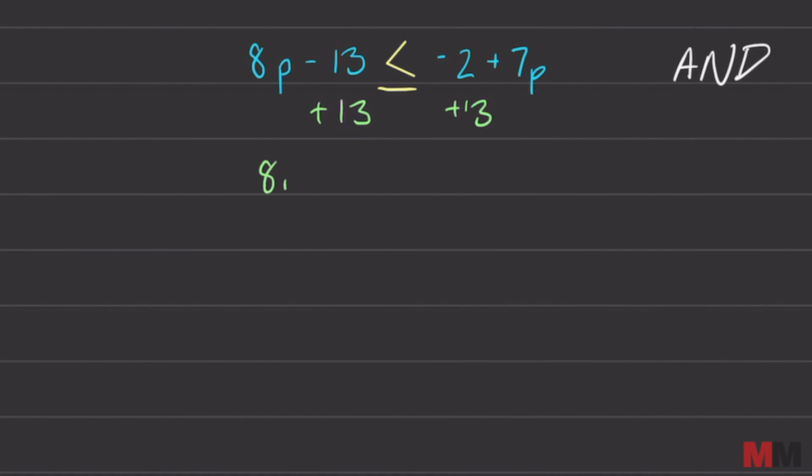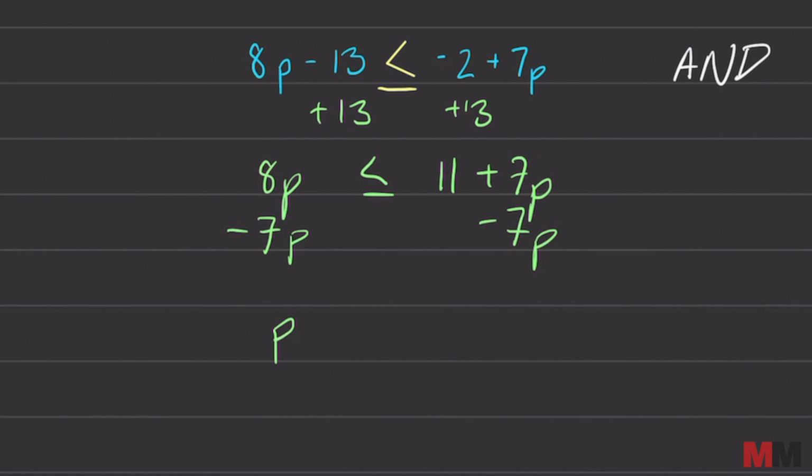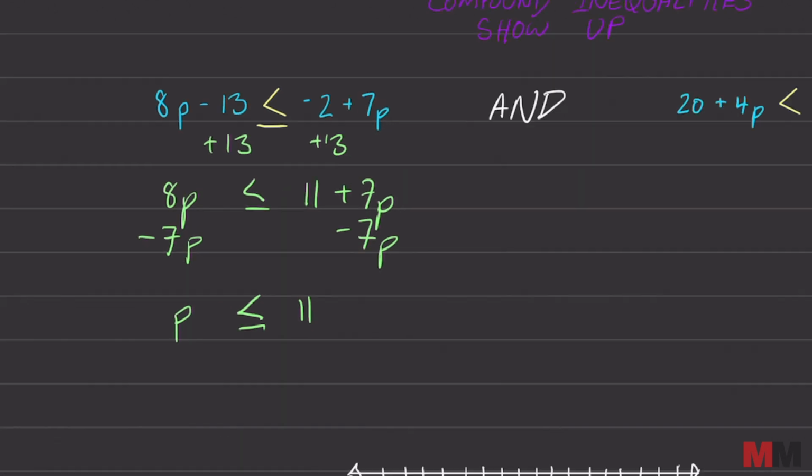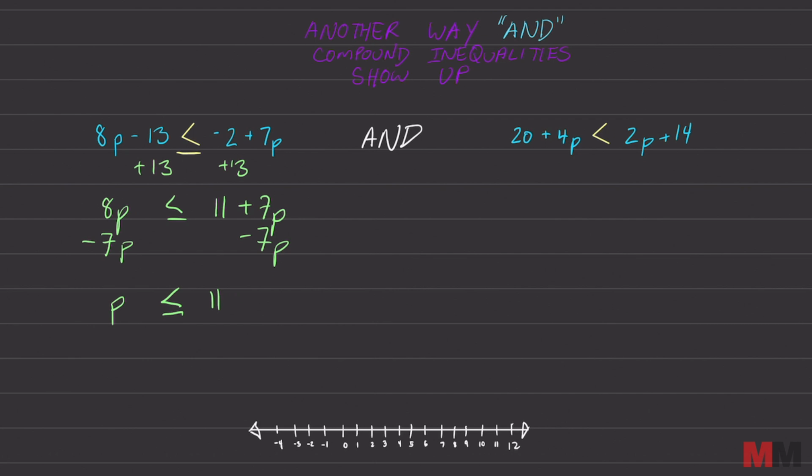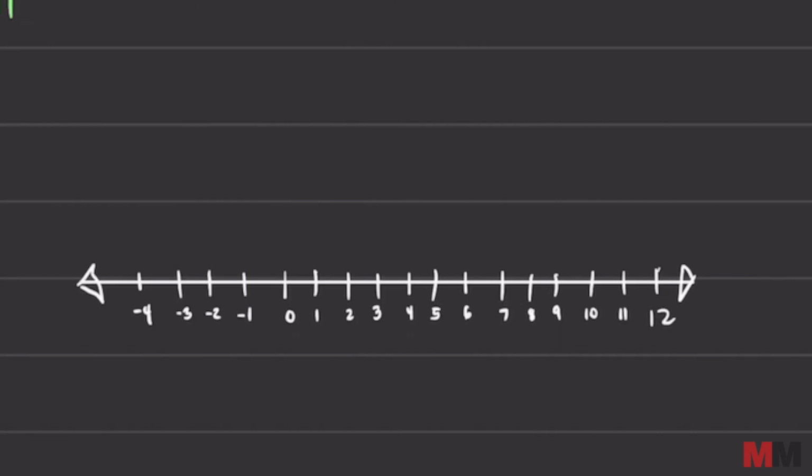Now I got 4P is less than or equal to negative 2 plus 13, which is 11, plus 7P. Let's move that 7P to the other side. And I'll get P, which is by itself, less than or equal to 11. If I go to my number line, I'm going to graph it with a closed circle at 11, and everything less is to the left.